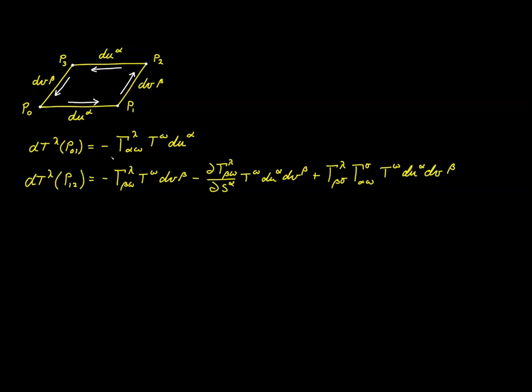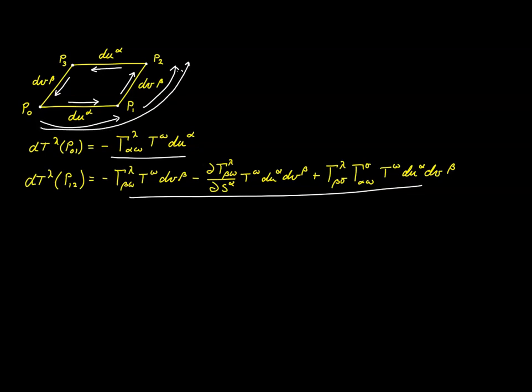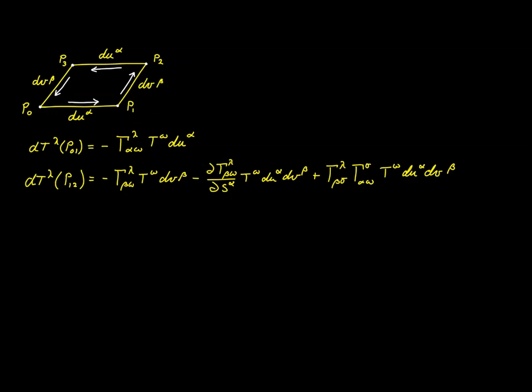So what we have right here is an expression that tells us how the vector changes as it's transported from point P0 to P1. And this expression tells us how the vector changes as it's transported from P1 to P2. So if we're going to have an expression that tells us how it changes from P0 all the way to P2 by way of P1, then we simply need to add these two expressions together.